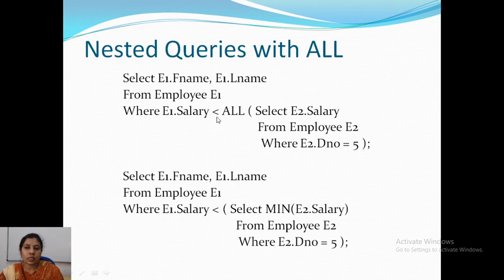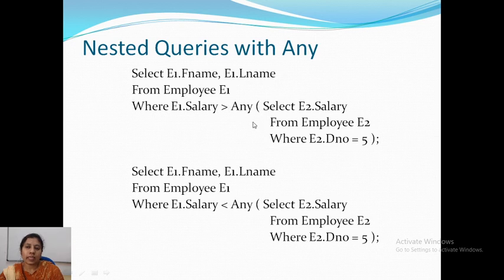Then next one, again we are checking if it is less than all, if the salary of the employee is less than the salary of employees working in department number 5. And in the next one, if the salary of the employee is less than the salary of the employee who is getting the minimum salary in department 5. Here only one value, that is why we use the less than operator.